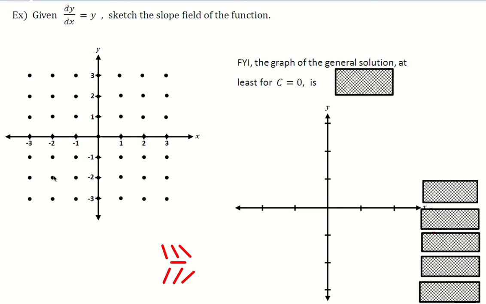So let's say you went to this point right here. The y coordinate here is -2. So the segment's going to have a slope of -2. Everywhere on, I guess now we're going to kind of group points like this. So all of these points have a y coordinate of 0. So the slope segments are going to be 0. So that's all of those.